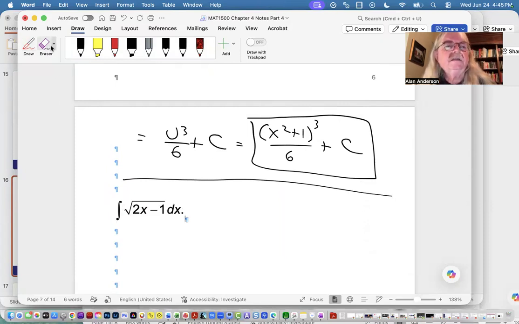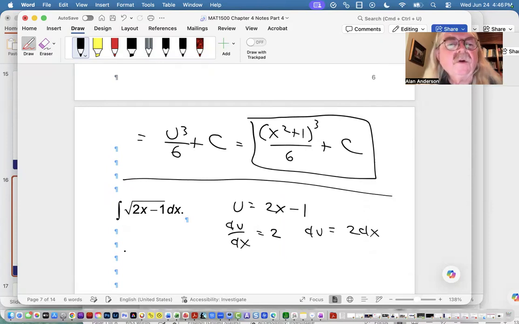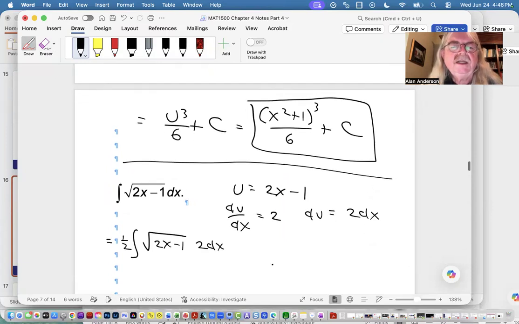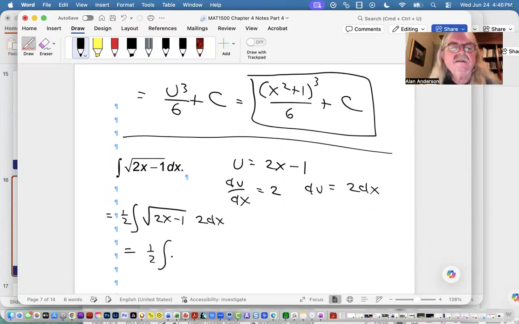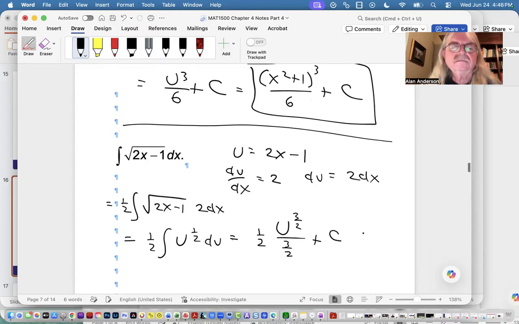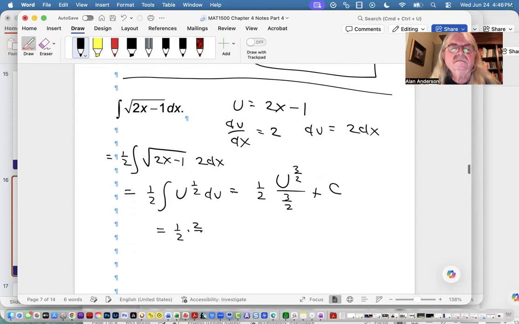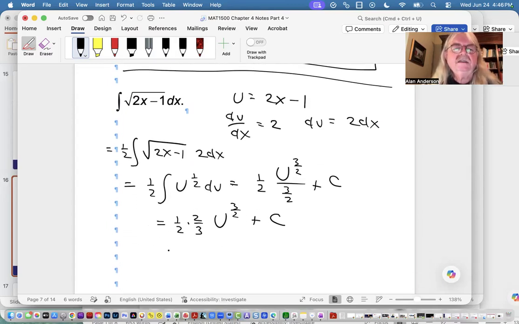All right, so let's try u equals 2x minus 1, du dx is 2. So again, we're almost there. And that means we have u to the 1/2 du. And so that's going to give us the result, where u, of course, is 2x minus 1. And then we're all set.